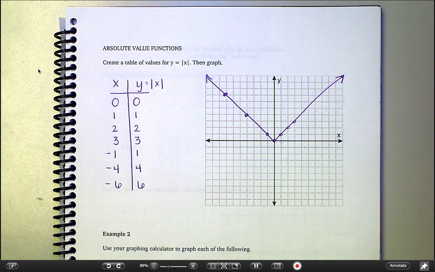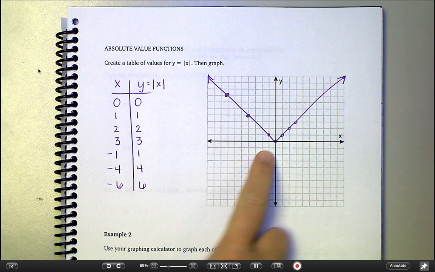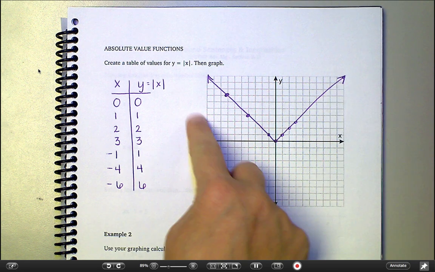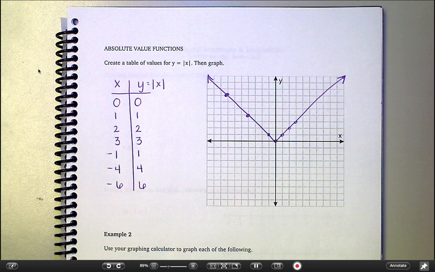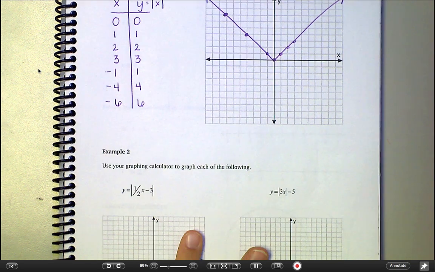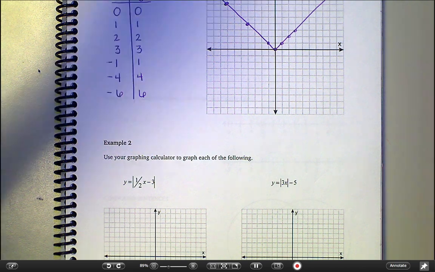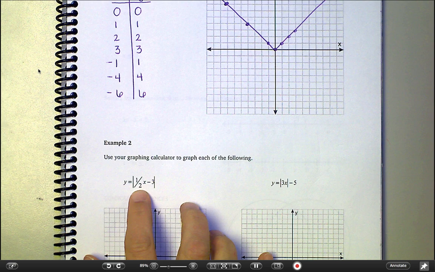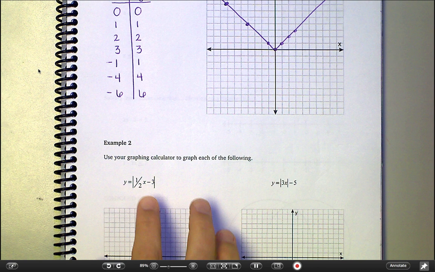So we could go on making tables of values for these all the time, but your calculator will graph them for you. Now this one should be easy to graph. This is what's called the parent function with no other numbers in there. This is a really easy one to sketch. But we're going to use our graphing calculator to do the other examples here, just because there are some other numbers that are going to do some things to our graph. And we'll talk about those later too.